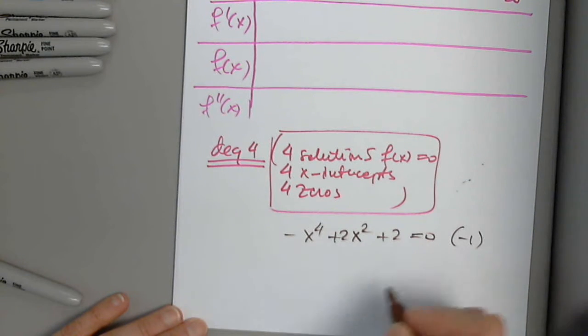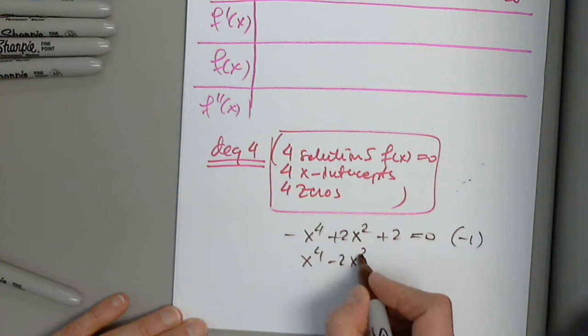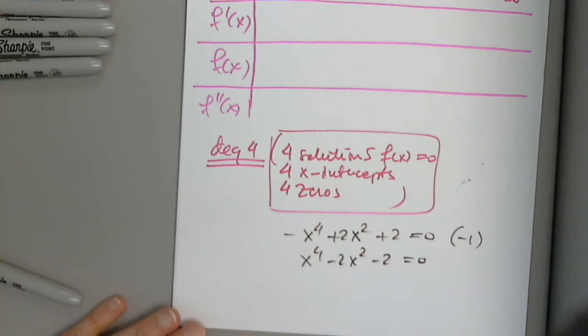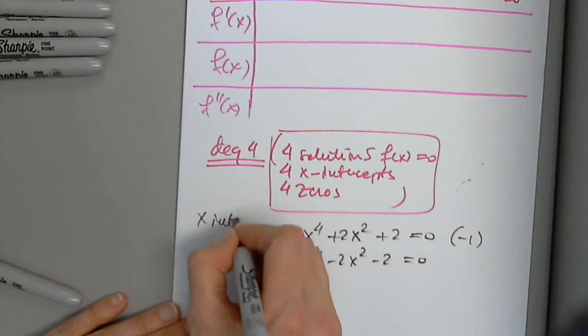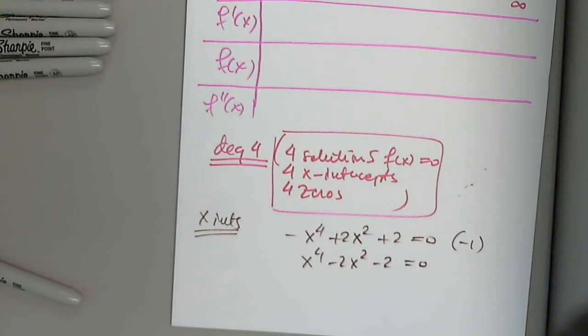I multiply both sides by negative 1: x to the 4th minus 2x squared minus 2 equals 0. So I'm finding x-intercepts. Now, this situation is not as easy as it seems to solve, right? Because it's degree 4. One possibility would be to change the variable. Denote x squared by t, and this will be t squared. And then solve that way.